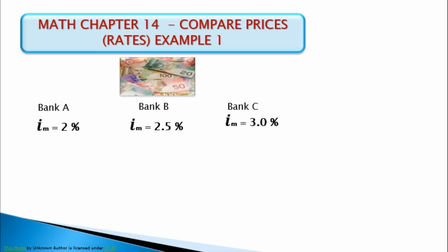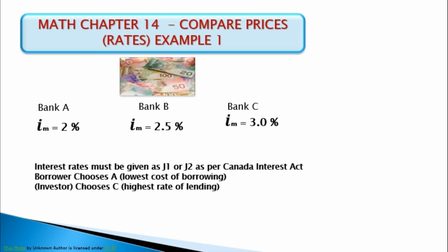So if you were a depositor and you wanted to invest some money in a bank, you would go to Bank C. If you were a borrower and you wanted to borrow money, you would go to Bank A. It's very easy to see, because all banks have the same periodic rate given, so it's easy to figure out which one's less and which one's more.